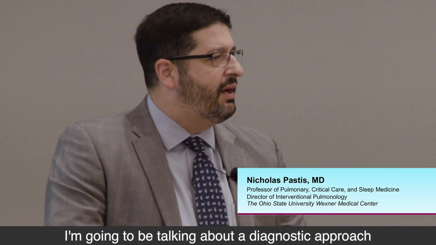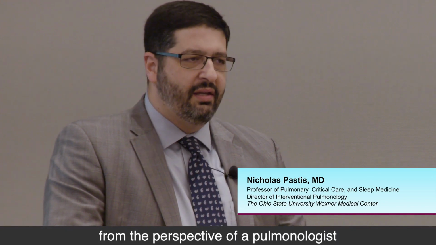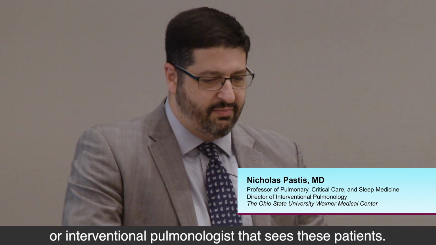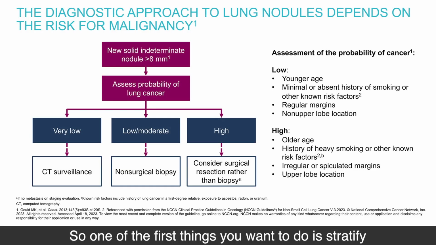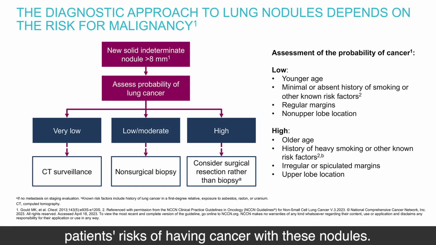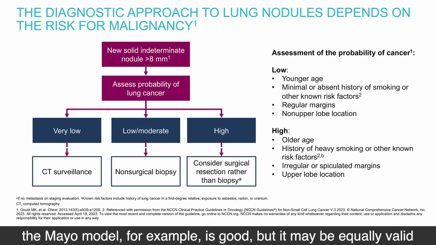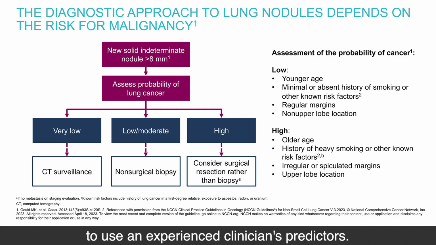I'm going to be talking about a diagnostic approach from the perspective of a pulmonologist or interventional pulmonologist that sees these patients. So one of the first things you want to do is stratify patients' risks of having cancer with these nodules. It's been shown that the prediction models, the Mayo model, for example, is good, but it may be equally valid to use an experienced clinician's predictors, and I'm going to go over some of those.